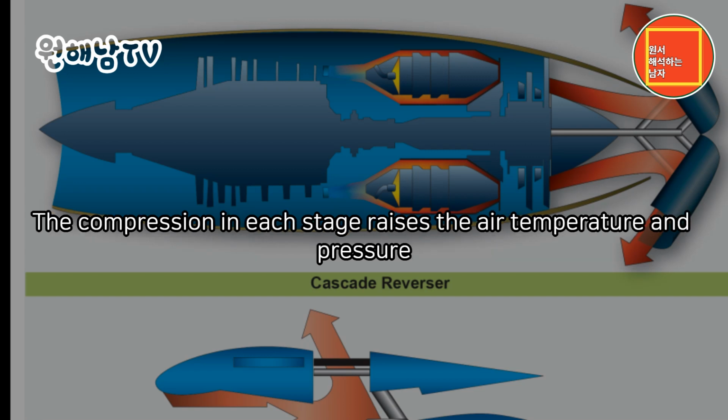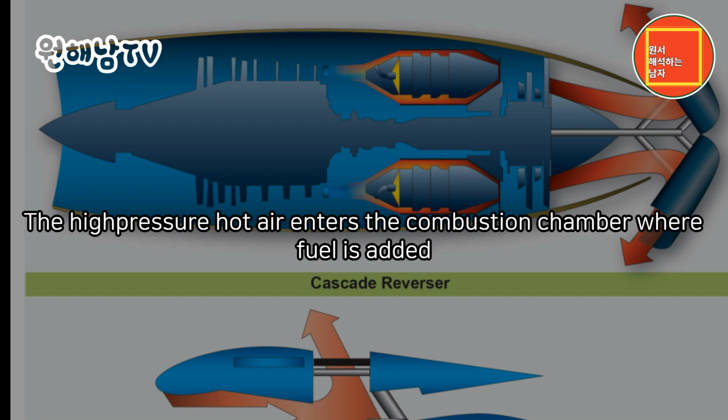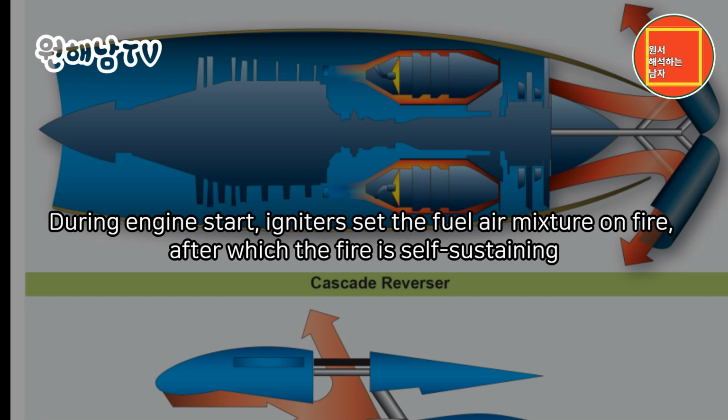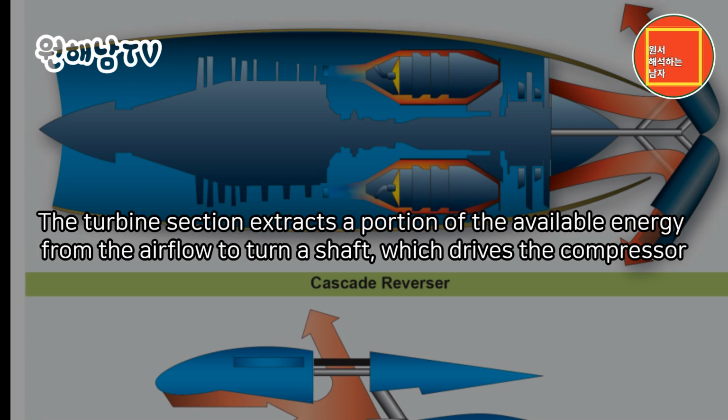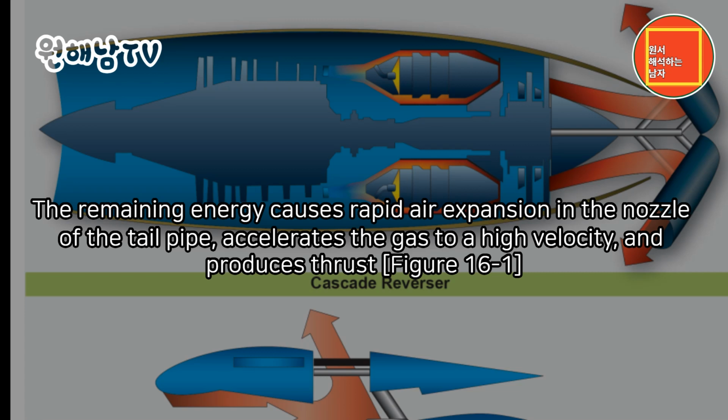The compression in each stage raises the air temperature and pressure. The high-pressure hot air enters the combustion chamber where fuel is added. During engine start, igniters set the fuel-air mixture on fire, after which the fire is self-sustaining. The rapidly expanding air flows to the turbine section, which, like the compressor section, consists of a series of fan blade stages. The turbine section extracts a portion of the available energy from the airflow to turn a shaft, which drives the compressor. The remaining energy causes rapid air expansion in the nozzle of the tailpipe, accelerates the gas to a high velocity, and produces thrust.